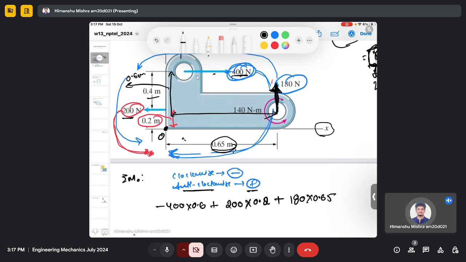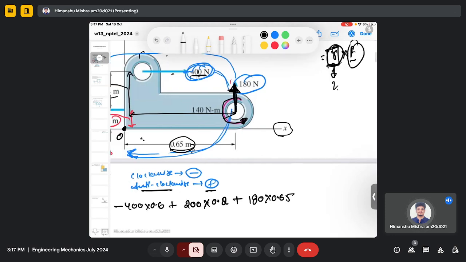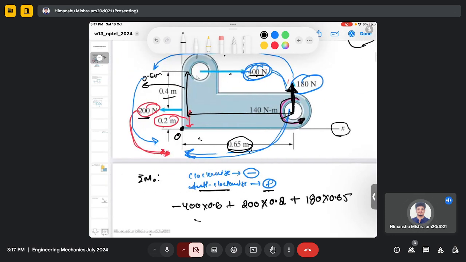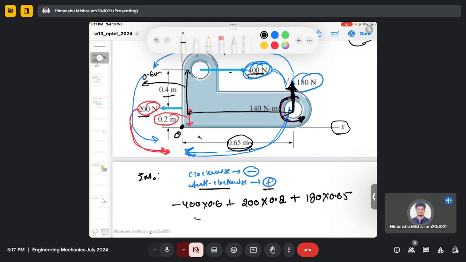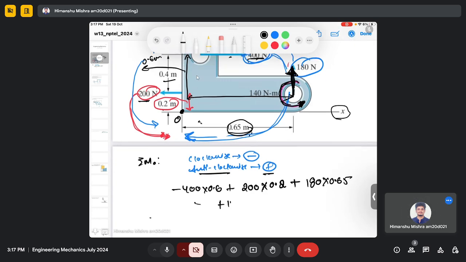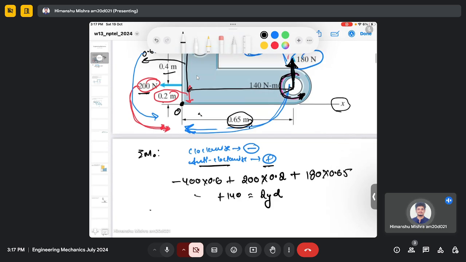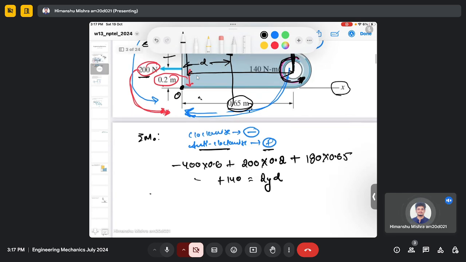Then there is an external movement which is acting here. In the force equilibrium equation we have not accounted for this external movement, but in the moment balance equation we can directly account for it. You can see from this figure it is rotating in an anti-clockwise manner. So it is just 140 Newton meter equals Ry times d. So Ry is the resultant force which is acting here that we have found, and it has some perpendicular distance d, and we need to find this d.